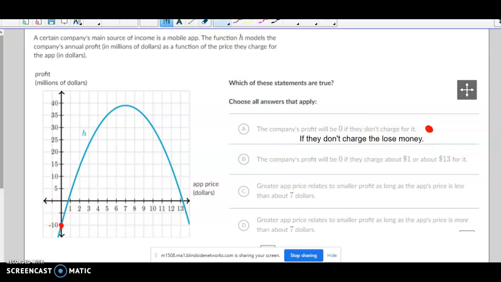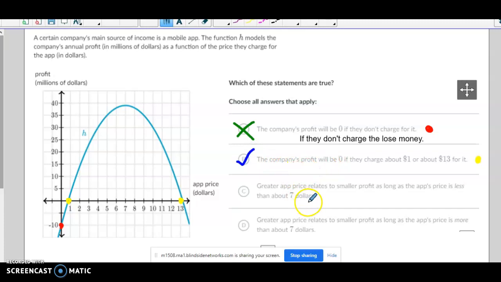All right. Our next one, B, the company's profit will be 0 if they charge about $1 or $13 for it. So let's look at that. About 1 and about 13. So that's going to be this dot right here. That's going to be here or here. And that's true because here's our profit. Our profit is at 0 at both those points. The height of the graph is at 0. So this is a yes. That's true.